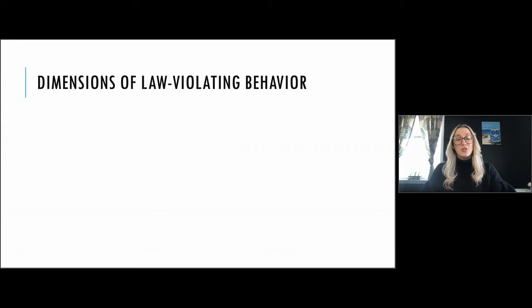Moving into the dimensions of law-violating behavior by juveniles, we want to look at five major areas here. First is the age of onset. This is the age that a juvenile begins their law-breaking behavior. So the earlier the juvenile begins breaking the law, the more likely they are to continue. A study also found that when juveniles had a first conviction at age 10 or as early as age 10, they offended at not only higher rates, but for longer periods of time.